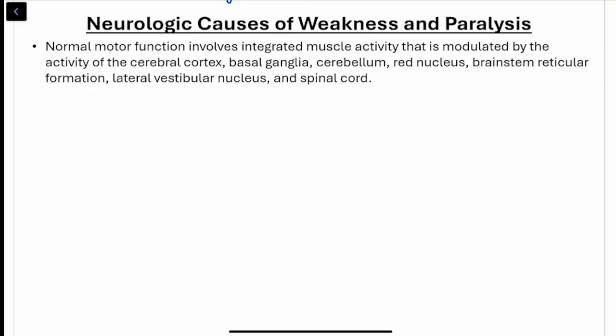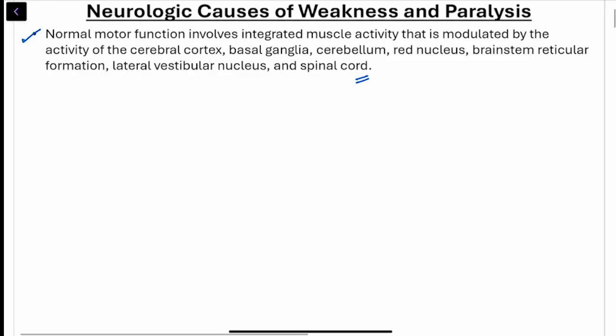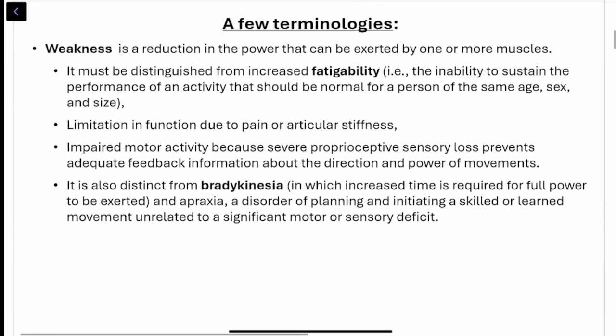So starting with the definitions and the terminologies. Normal motor function involves integrated muscle activity that is modulated by the activity of the cerebral cortex, basal ganglia, cerebellum, red nucleus, brainstem reticular formation, lateral vestibular nucleus, and spinal cord, right? Our motor function involves many areas of the brain and their proper and coordinated functioning in order for our proper motor function to occur, right?